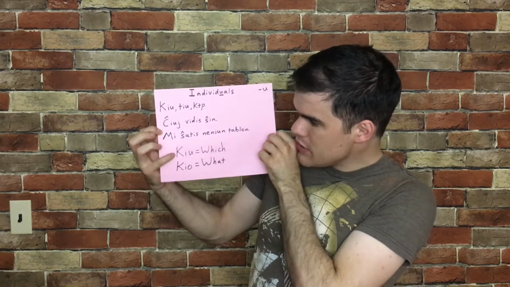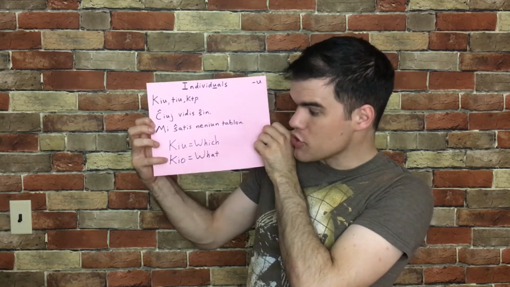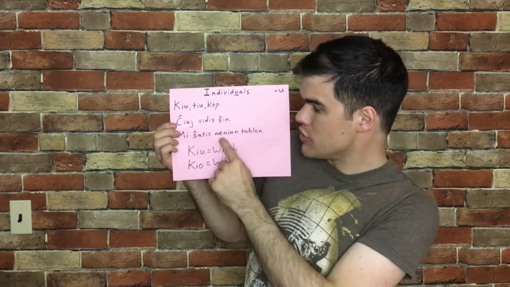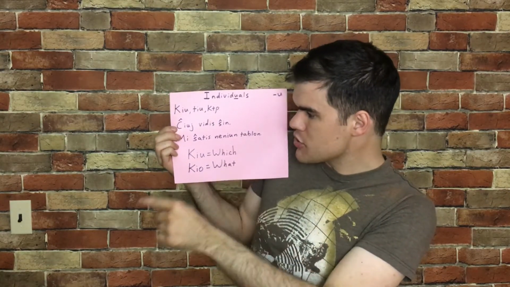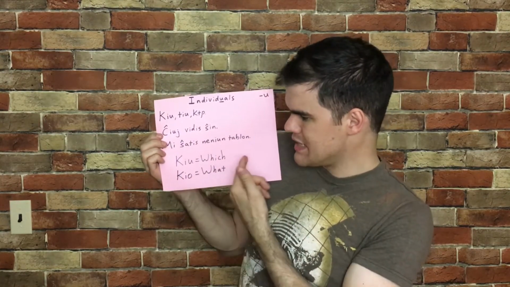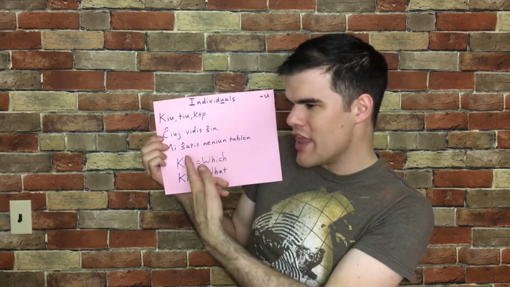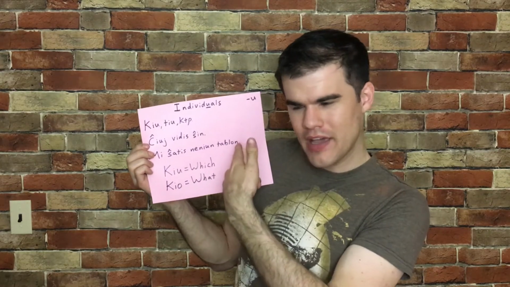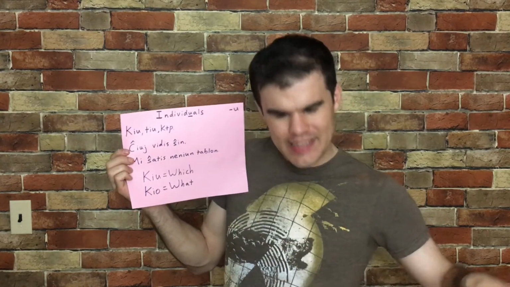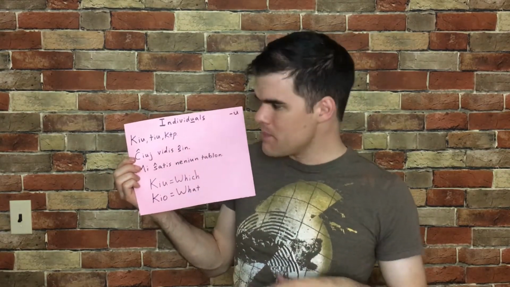So kiu equals which, kio equals what. So if you're talking about a specific one and you're describing a specific which table, kiu tableau, you would use the U ending, but you wouldn't use O and then another follow-up noun, okay? The O words kind of like to stay by themselves, just leave them be.